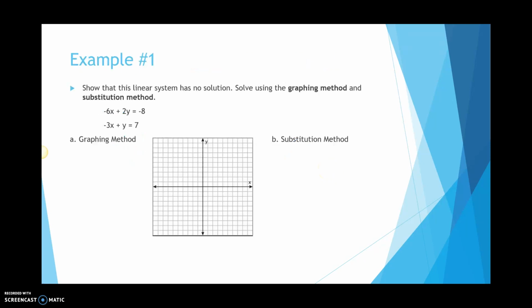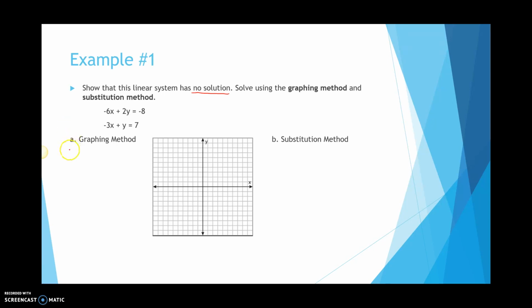So let's just get started with some examples here. It says, show this linear system has no solutions. So they are letting you know how many solutions this has, but they want you using specific methods to show that it has no solution. They want you using the graphing method and substitution method. So here are our two equations. We have negative 6x plus 2y equals negative 8 and negative 3x plus y equals 7.